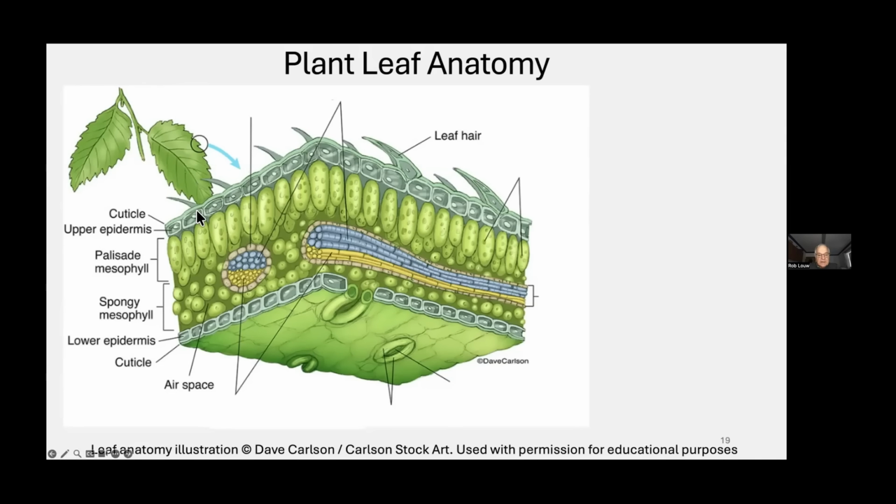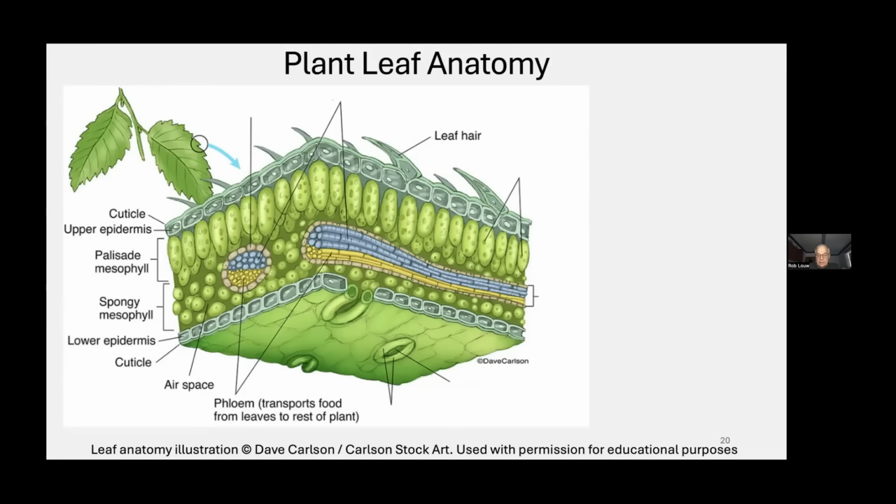You'll notice that it has an upper and a lower epidermis to protect the various cells that are inside the leaf. You have leaf hairs on the surface, and you have two groups of cells inside. You have the palisade mesophyll and the spongy mesophyll. And I'll be taking a closer look at what these different elements of the plant are. The first one, if we look at these little tubules here, is called phloem, and this transports food from the leaves to the rest of the plant.